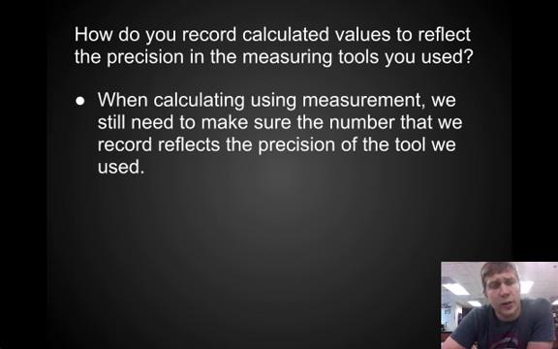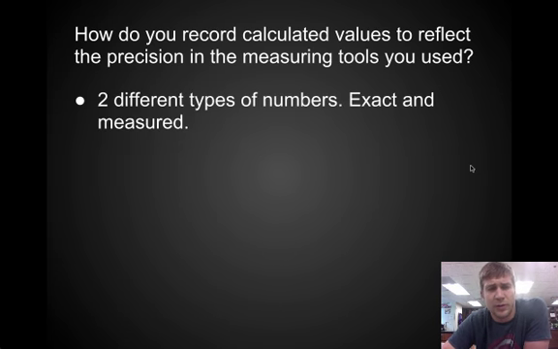So we already saw that it's really important that you're always estimating the last number that you record when you're measuring something, whether it be using a ruler or a graduated cylinder. Sometimes when we're finding volume, we have to calculate. And when we calculate, we also need to make sure that our calculations reflect the precision of the tools that we used. So we're going to show you how to record so that your precision is reflected in your calculations.